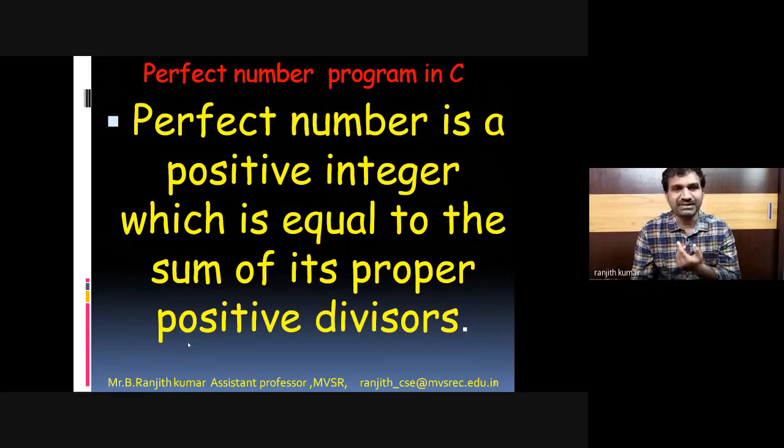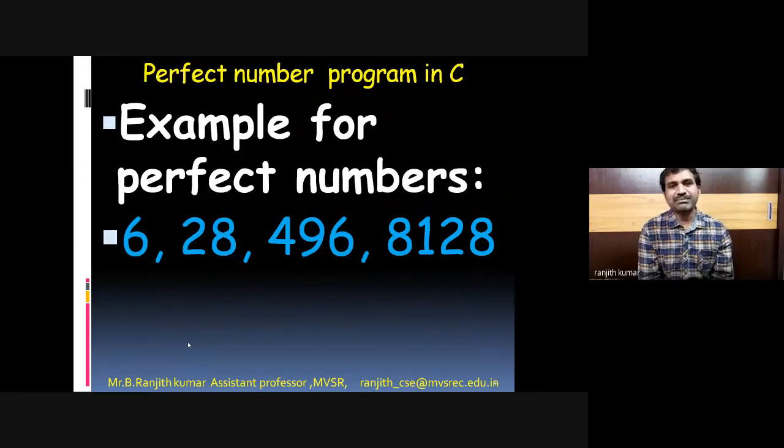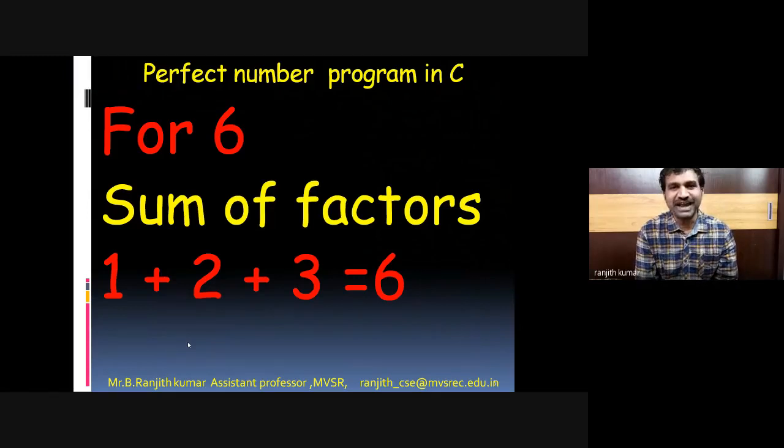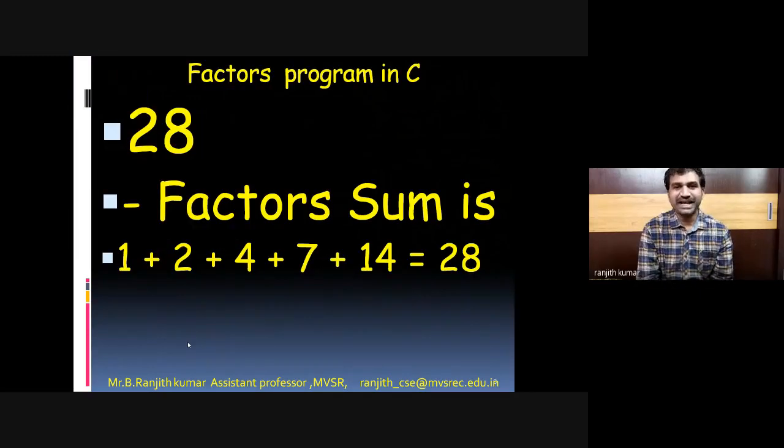Let us see an example. In this example, these are the perfect numbers. Find out the factors for these numbers, and if you sum them, you will get the same numbers. Let's get into detail. If you take the number 6, the factors are 1, 2, and 3. If you sum up, you get 6, so 6 is a perfect number. If you take 28, the factors are 1, 2, 4, 7, 14. Then 28 is a perfect number.